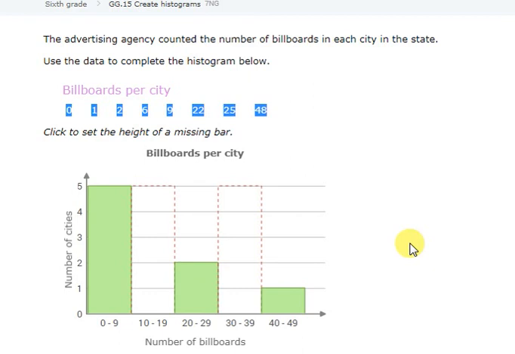Again, I'm repeating that if you do not have any frequency in any particular bin, you have to keep its space empty. You cannot remove its space. You have to provide that bin a space on the histogram. So I hope you have easily understood this skill.